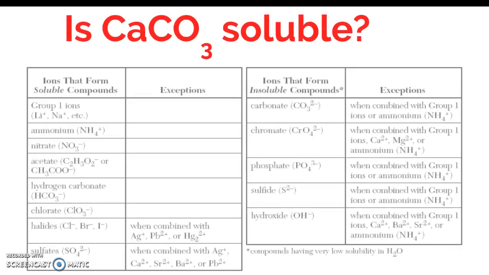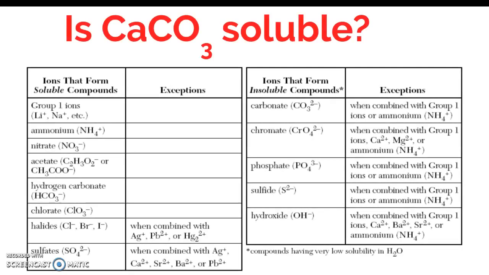Next example, is calcium carbonate soluble? So I know that I have carbonate here. Carbonate is insoluble. However, when combined with group 1 ions or ammonium, it is going to be soluble. Calcium is in group 2, not group 1. Therefore, calcium carbonate is going to be insoluble.